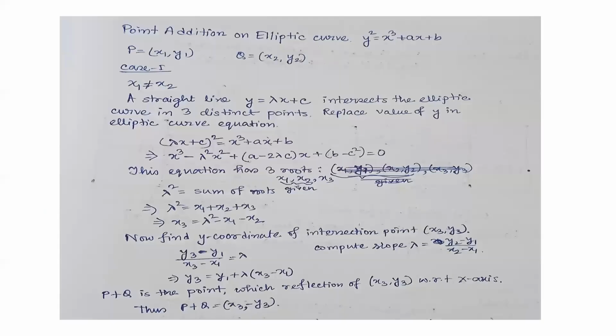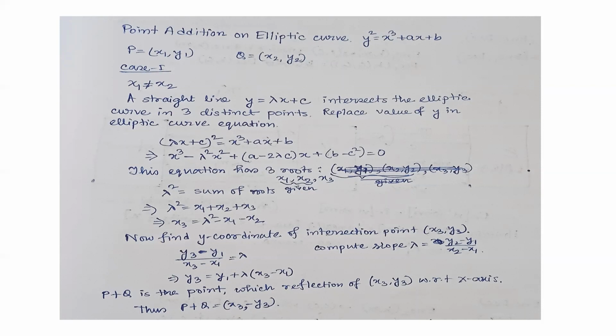So, point addition on elliptic curve. The curve is given as y square equal to x cube plus ax plus b. Also, we assume a non-singular elliptic curve where the condition 4a cube plus 27b square should be not equal to 0. Now P is (x1, y1) and Q is (x2, y2). In case of addition, there can be three cases. The first case is x1 not equal to x2. The second case is x1 equal to x2, but y1 is actually minus y2. So y1 and y2 just differ in sign, not in value. That is the second case.